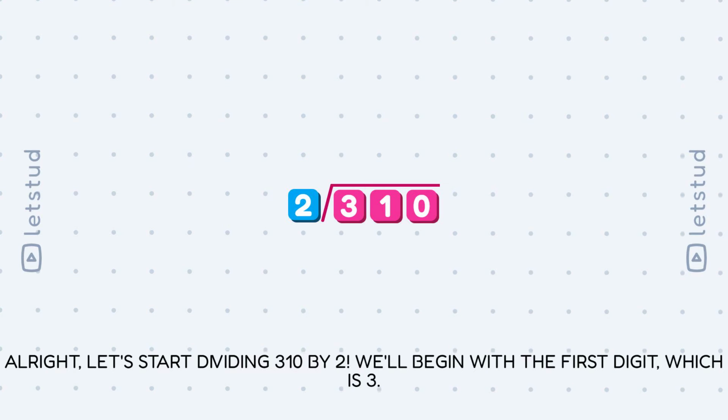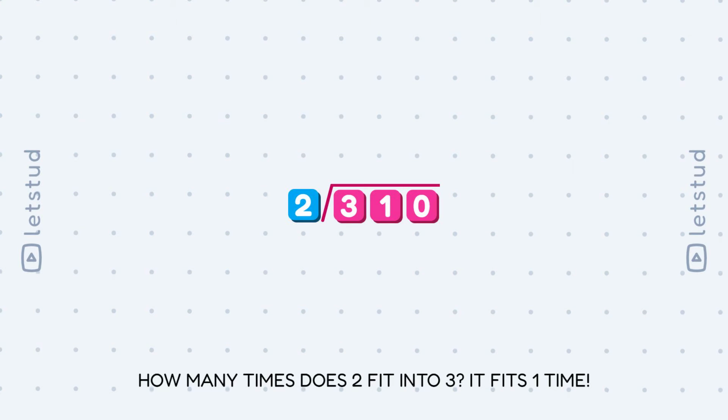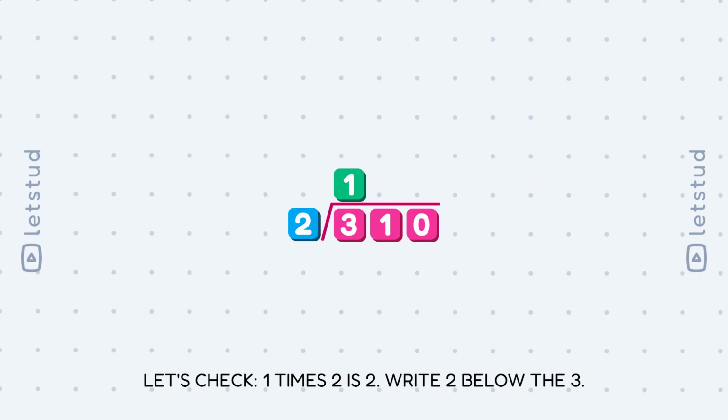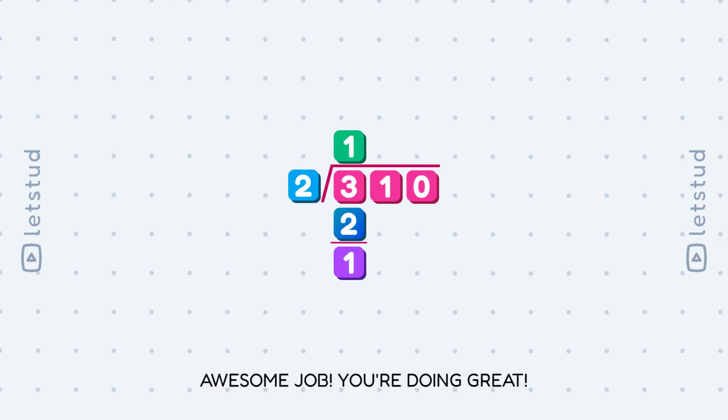Alright, let's start dividing 310 by 2. We'll begin with the first digit, which is 3. We're going to use the first digit 3 as our first partial dividend. How many times does 2 fit into 3? It fits 1 time. Let's check: 1 times 2 is 2, write 2 below the 3. Now let's subtract: 3 minus 2 equals 1. That's our remainder for this step. Awesome job, you're doing great.